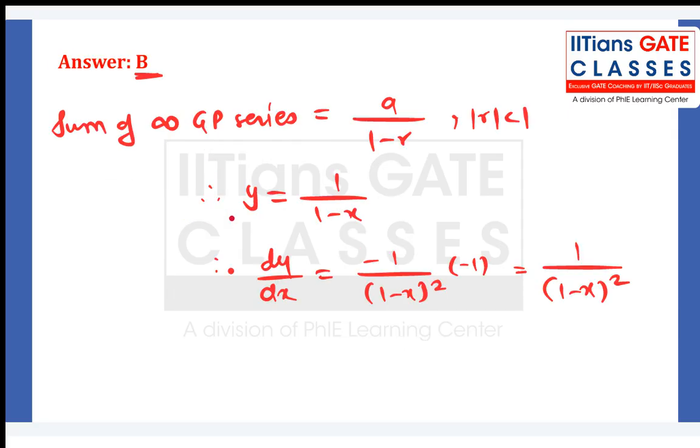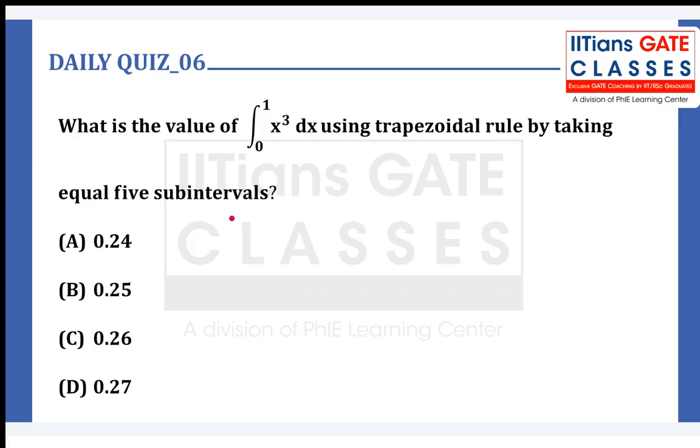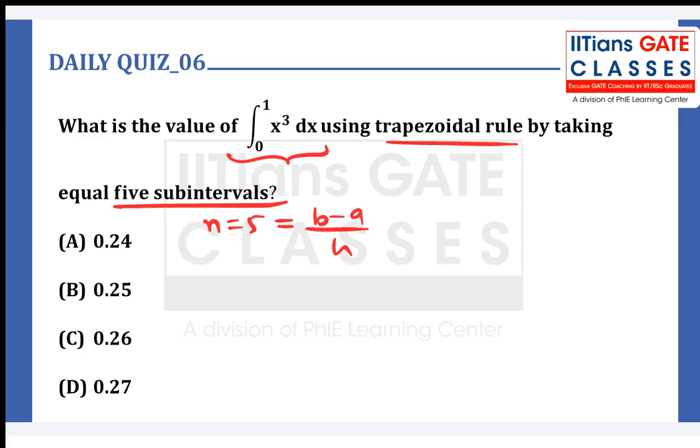So that is the fifth question. And then in the sixth question, you are supposed to use the trapezoidal rule to do the integration for this cubic polynomial with 5 subintervals. So n is given as 5. This is the formula: b minus a by step size h. b is the upper limit, a is the lower limit, and h is the step size. So in this question h comes out to be 1 by 5, that is 0.2.